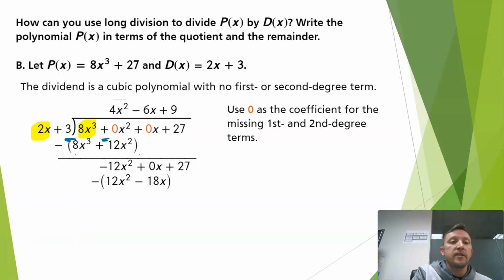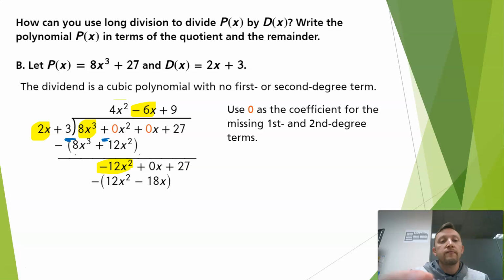So let me erase this. What would I multiply 2x by to get a negative 12x squared? Okay, so that's what we're trying to figure out. What would we multiply 2x by to get negative 12x squared? Well, that would be a negative 6x. Negative 6x times 2x is negative 12x squared.